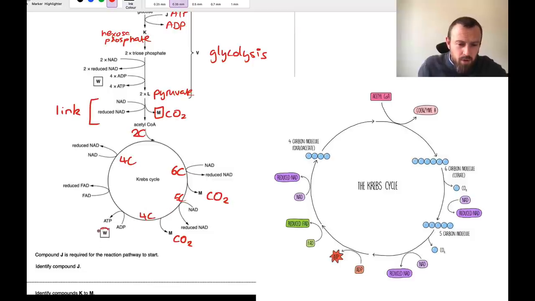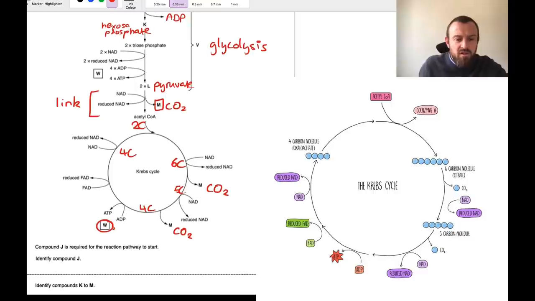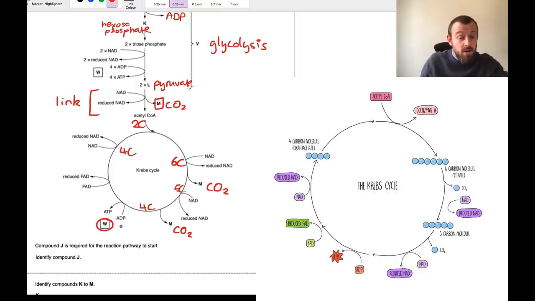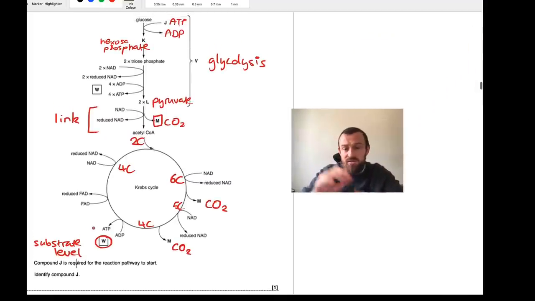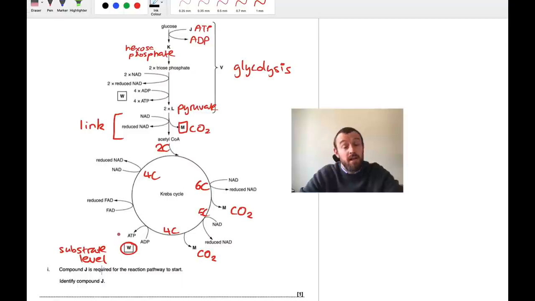And this is a process. This process over here is phosphorylation. ADP is being converted into ATP. But what type of phosphorylation is this? This is substrate level phosphorylation, which is not the same as oxidative phosphorylation. Oxidative phosphorylation is that fancy process which involves the electron transport chain and ATP synthesis, whereas substrate level is different. More on that later.